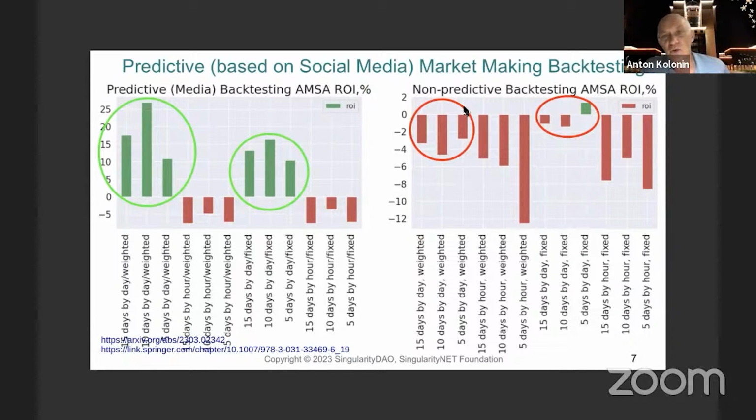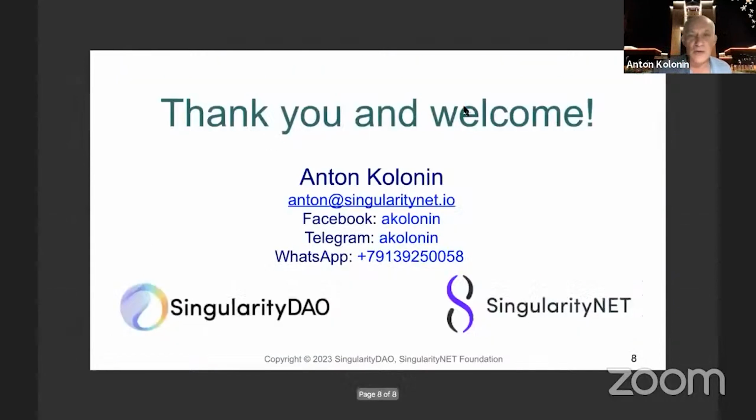On the right, you see that only one hyperparameter setup makes it possible to get positive return on investment, around 1.5%, but all other strategies are not capable of positive return on investment without being able to make the price prediction. So thank you for attention, and stay in touch with news from SingularityDAO and SingularityNET.